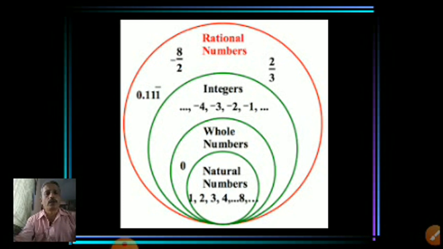Next one is the whole number. Whole numbers are nothing but the natural numbers including 0. So here the smallest whole number is 0. It begins with 0, then after that 1, 2, 3.